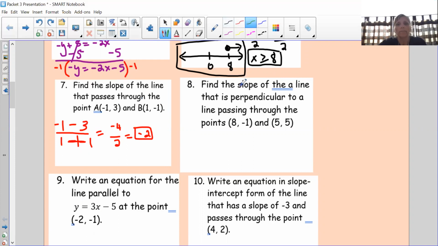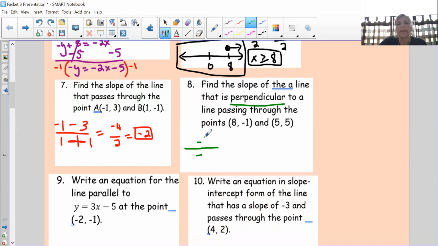Okay, going on. Find the slope of the line that is perpendicular to a line passing through these 2 points. So we want to find a slope, but then we want the perpendicular slope. So I'm going to underline that because that is very important. So I'm going to find the slope. The last shall be first. Do you remember that phrase?